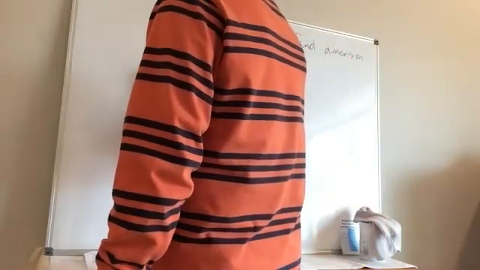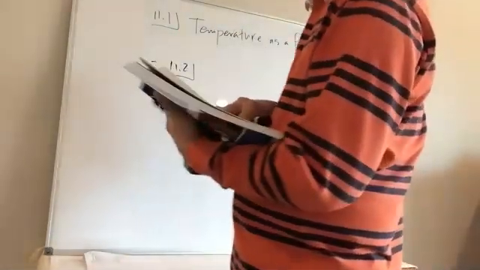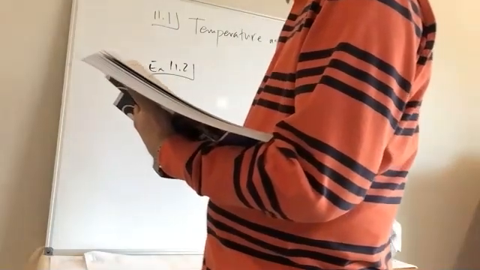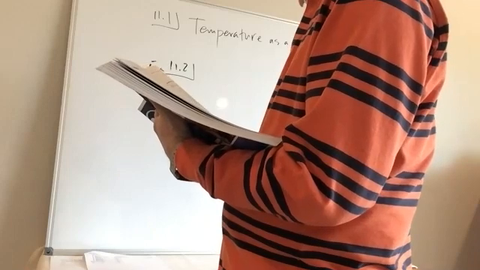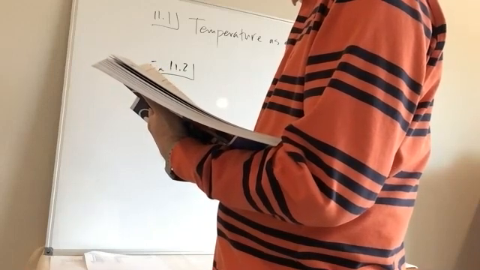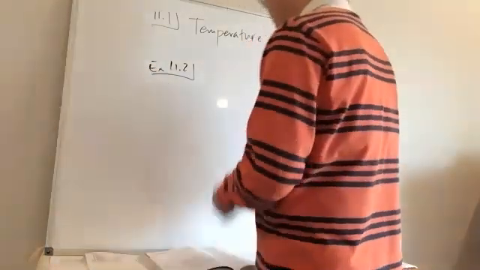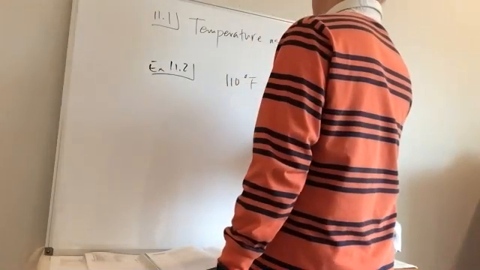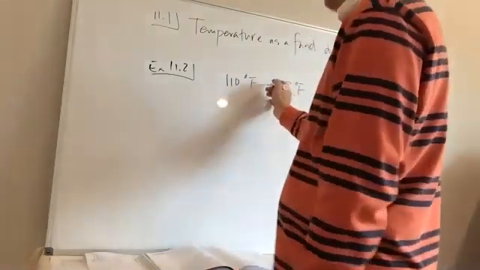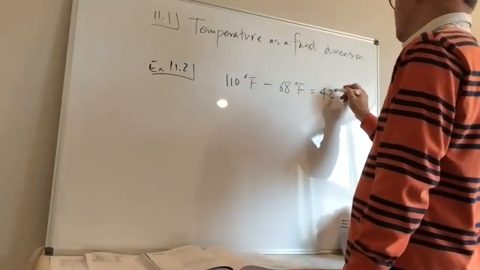Okay, so example 11.2. We have, on a summer day in Phoenix, the inside room temperature is maintained at 68 while the outdoor temperature is 110. What is the outdoor indoor temperature difference in degrees Fahrenheit, degrees Rankine, degrees Celsius, and Kelvin? Okay, so currently you have 110 Fahrenheit and 68 degrees Fahrenheit. So the difference in Fahrenheit, obviously, you just subtract it and you're going to get 42 degrees Fahrenheit.